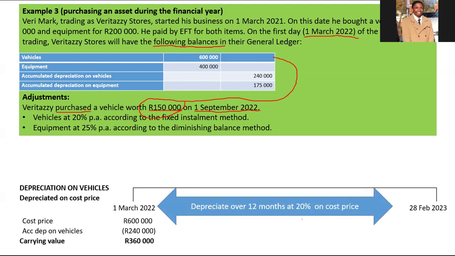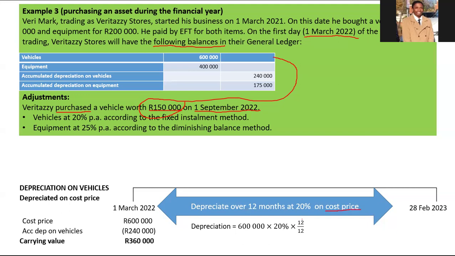Which value do I take though to calculate depreciation? Do I take the 600,000 or do I take the 360,000? You will take the 600,000. Why? Because they told you that we depreciate vehicles on cost price. That is the only reason.